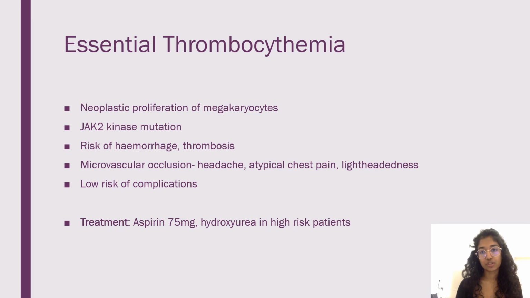Treatment of essential thrombocythemia involves the use of aspirin, 75 milligrams, because it acts in order to prevent the development of thrombosis and coagulation problems. You also have the use of hydroxyurea in high-risk patients, similar to polycythemia vera.